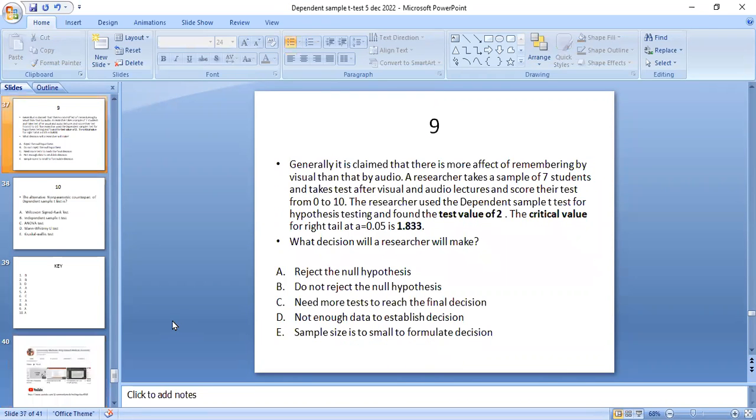Ninth MCQ is, generally it is claimed that there is more effect of remembering by visual than by audio. A researcher takes a sample of 7 students and takes tests after visual and audio lectures and scores their test from 0 to 10. The researcher used the dependent sample t-test for hypothesis testing and found the test value of 2. The critical value for right tail test at alpha 0.05 is 1.83. What decision will the researcher make? Whether to reject the null hypothesis, do not reject the null hypothesis, need more tests to reach a final decision, not enough data to establish decision, or the sample size is too small to formulate decision.